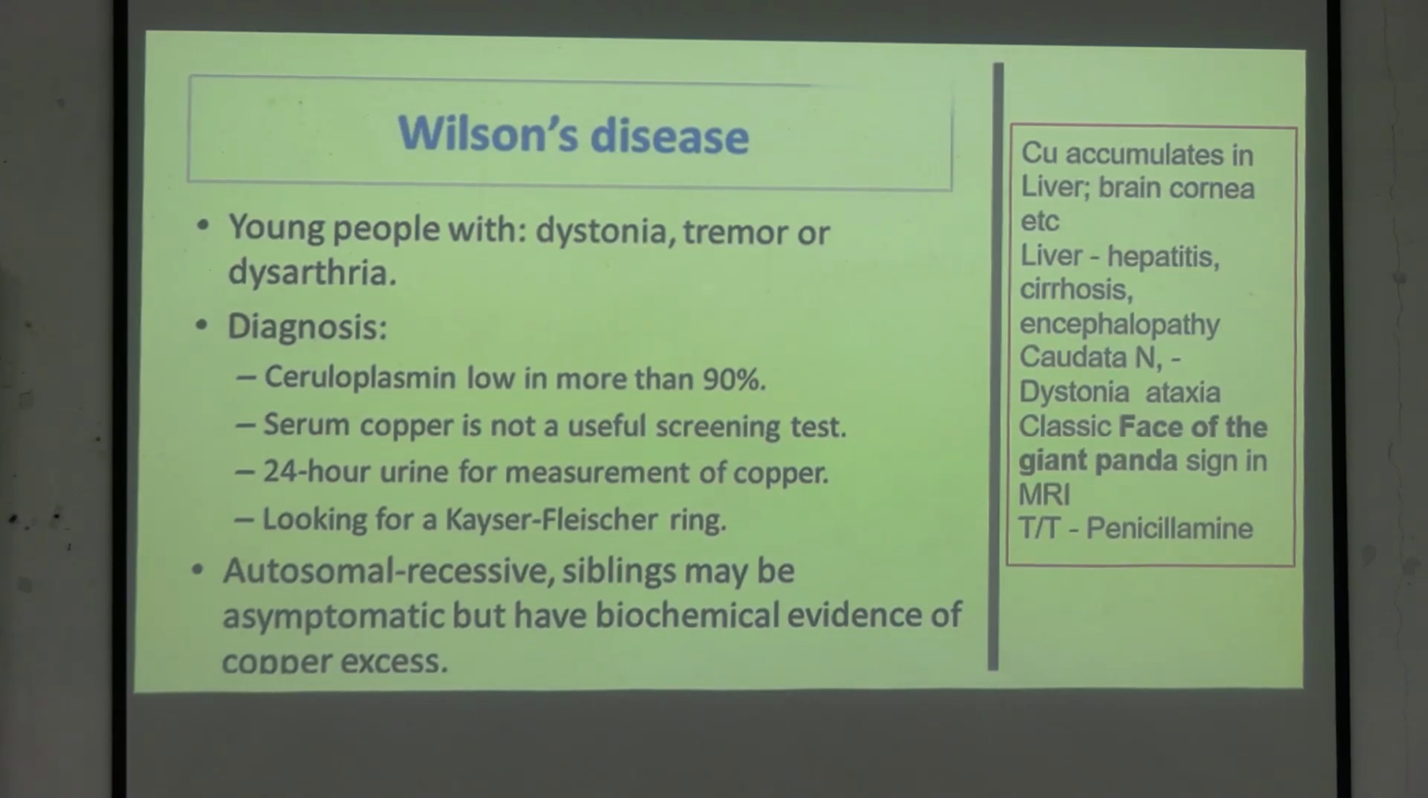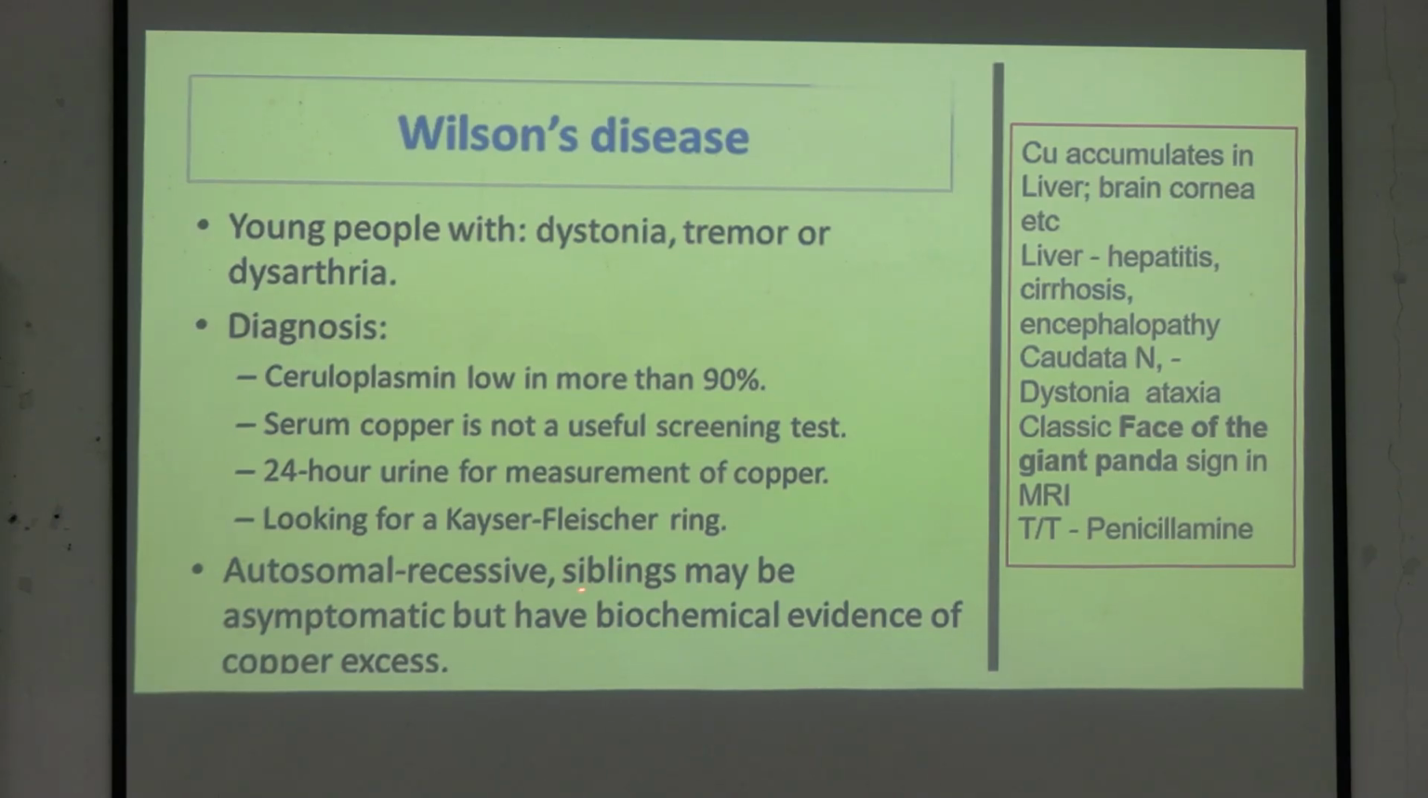KF ring in the eye. I told you it also affects the cornea. When the copper deposits in the cornea, you will get a KF ring around the pupil in the iris. In the cornea there will be a copper deposit, and you will get a ring-like structure. This is also important: KF ring, Kayser-Fleischer ring. In short, it is called KF ring. Very important to remember, this KF ring is the hallmark of Wilson's disease.